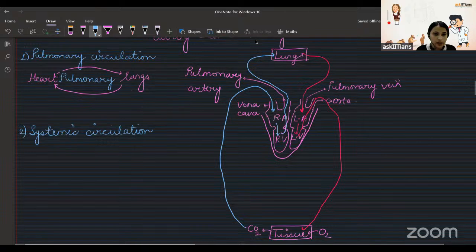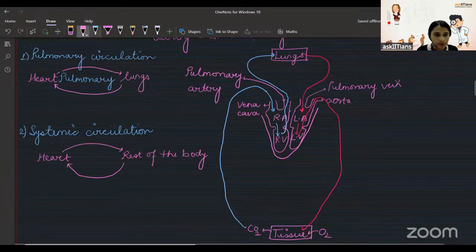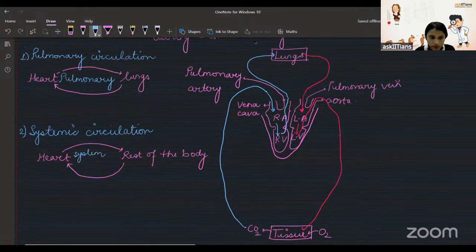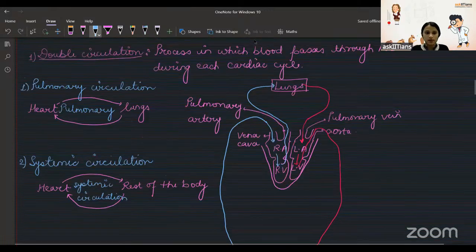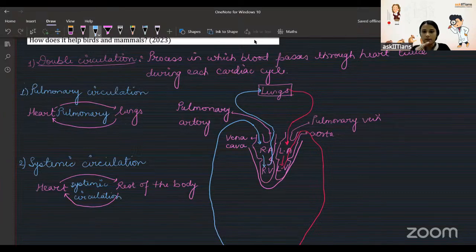Okay, and this systemic circulation involves the transport of blood between heart and the rest of the body. This is your systemic circulation. So this double circulation basically includes two types of circulation, pulmonary circulation and systemic circulation. The blood transported between heart and lungs is pulmonary, and when the blood is transported between heart and the rest of the body, that is your systemic circulation.